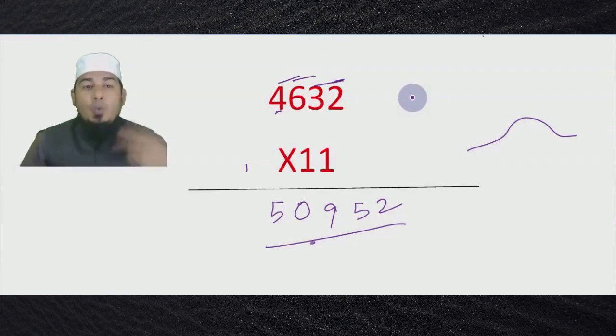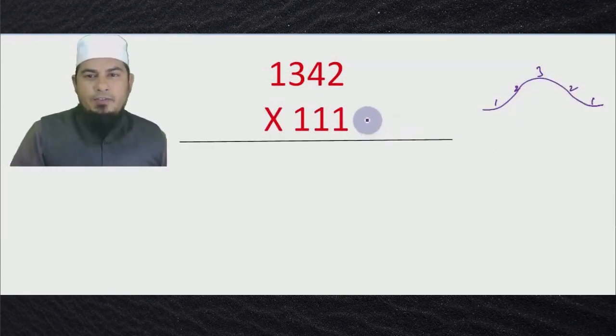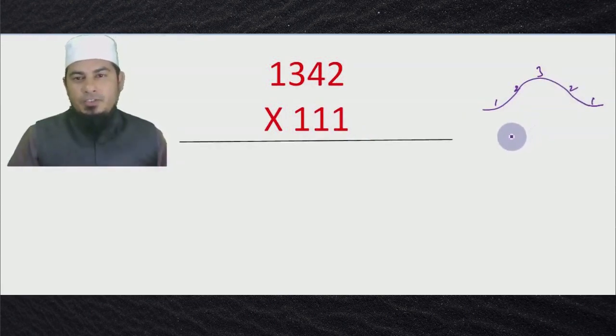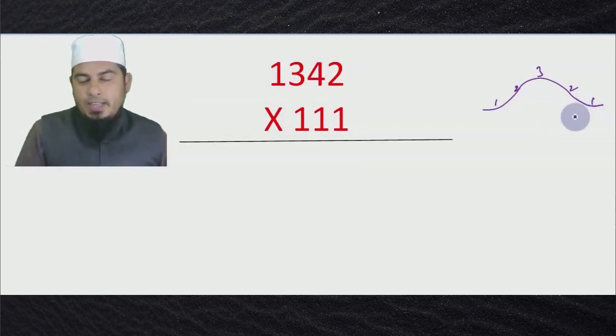Next let us see 111, how it would be. Let us see the multiplication of a 4-digit number, any number, but 3 ones are there. So the bell symbol, this is a technique trick. What does it tell us?